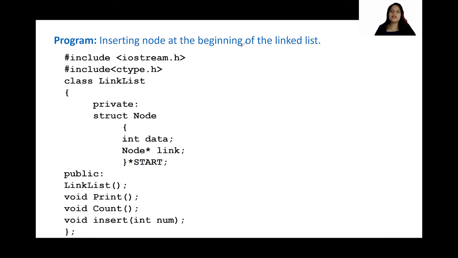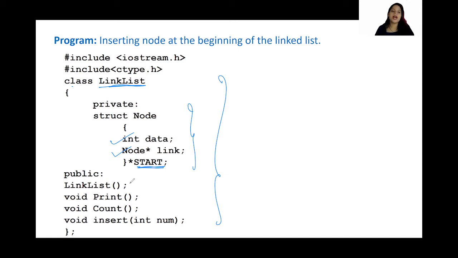So, inserting a node at the beginning of the linked list. How am I going to do that? The class declaration is going to remain almost the same for most of the programs. We have already seen creating a list. See here, I'm going to have a class by the name linked list. In the private section, I'm going to create a structure where I'm going to have data and also a link part, and I'm going to declare a structure variable of type start, which is nothing but my start.